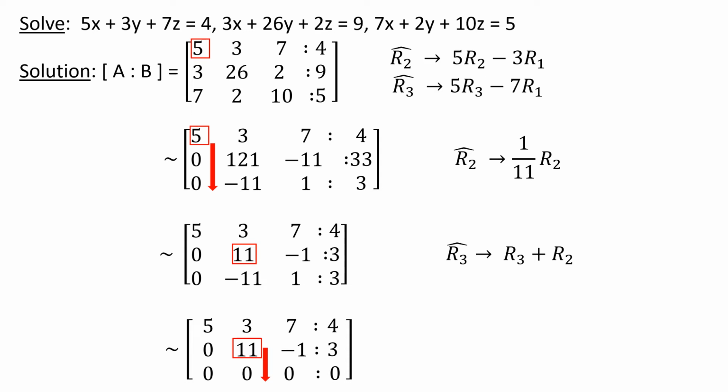Now, after the first step, move to the next diagonal element, and that is 11. Below the 11, that is minus 11, should be made 0 using row transformation and using row 2. So new row 3 is row 3 plus row 2. So that becomes 0, 0, 0, 0.